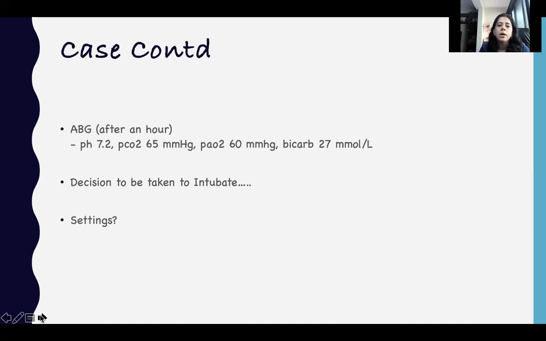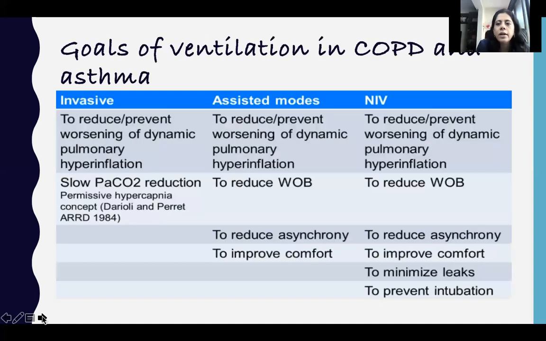This patient is intubated with appropriate anesthetic and sedative agents. As I said, I will not be dwelling on this part of the topic. We now have to decide what settings to keep in this patient. When we ventilate a patient with COPD or asthma, what are the goals we have to achieve? In a patient with obstructive airway disease, whatever the mode of ventilation, whether NIV, assisted modes, or a completely controlled mode, the main goal is to reduce or prevent the worsening of dynamic pulmonary hyperinflation, which is the main pathophysiology of this disease.